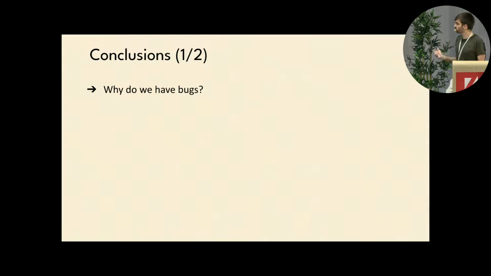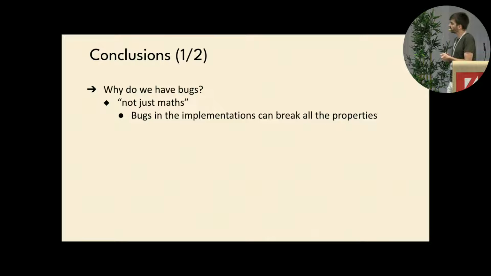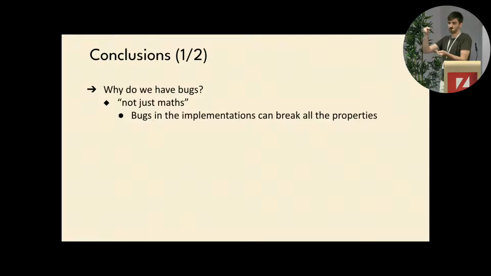So, in conclusion, why do we have bugs? I think I can summarize what we found from that study in two quotes. The first one is that ZKPs are not just maths, there is implementation, and bugs in implementation can break all the properties we want to provide by using SNARKs. And the deeper you go in the layers we describe, the more things can be broken, and we should develop better methodologies for finding those issues.